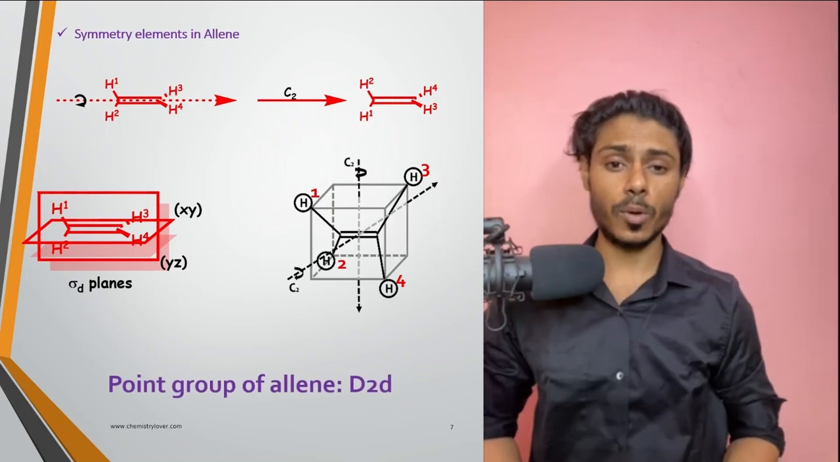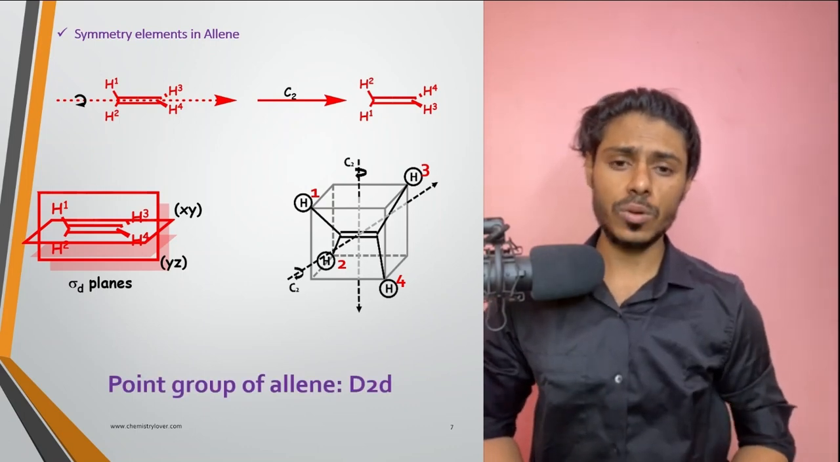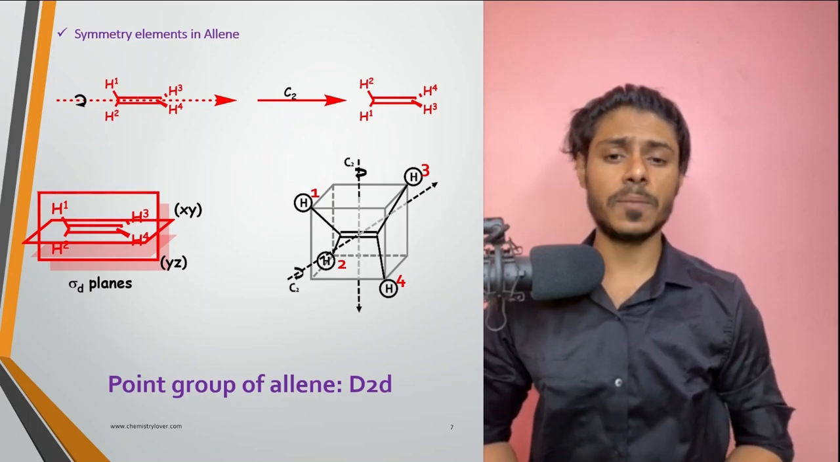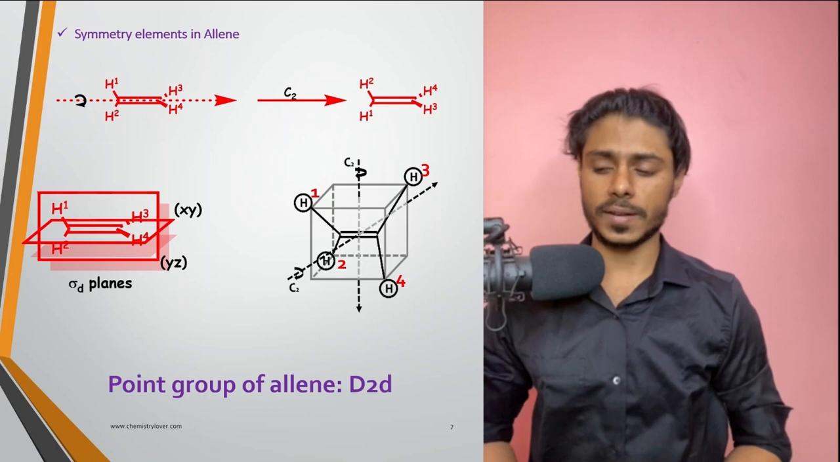So this is very important. Allene is very important, and if you don't know the molecular orbital diagram of allene, I have discussed that in the previous lecture. Go through that.